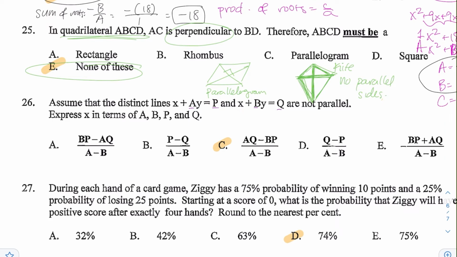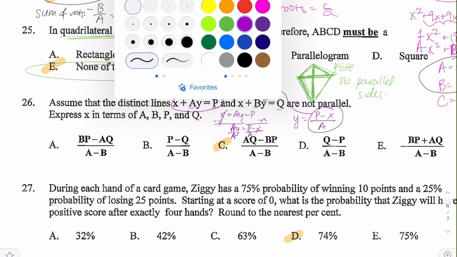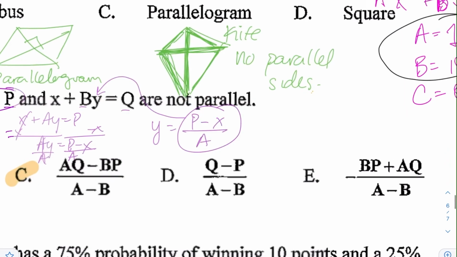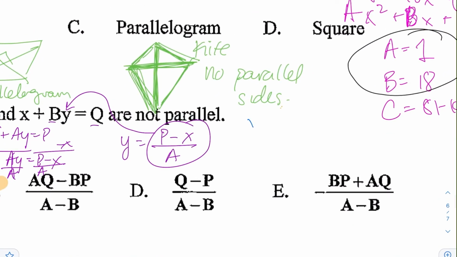So you isolate y in one of the equations. For example, you take the first equation, x plus ay equals p. You subtract x from both sides. The ay equals p minus x, and you divide by a. So you know that y is equal to (p minus x) over a. You'll take this and substitute in for the y in the second equation. And that way you can have these four variables together. So instead of x plus by equals q, now you have x plus b times (p minus x) over a. That's equal to q.